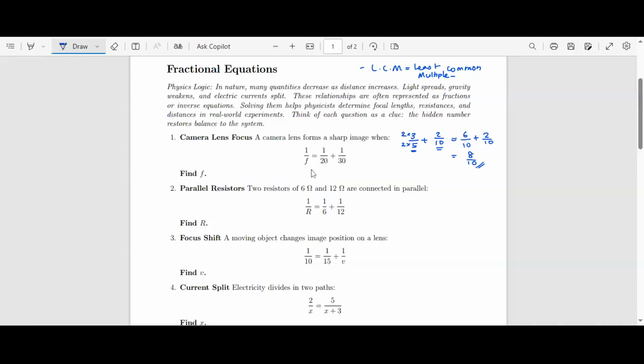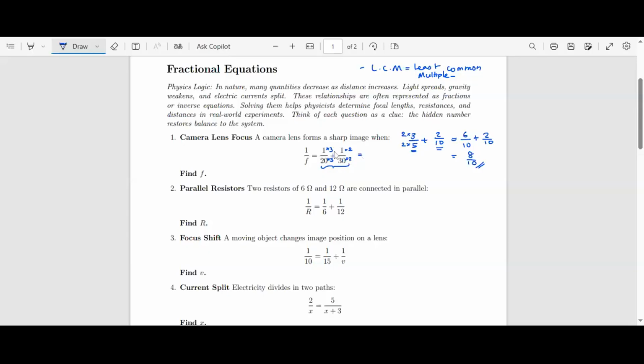Now let's get into this. We have an equation: 1 over f equals 1 over 20 plus 1 over 30. First step, you have to simplify these fractions, so you have to add this. As I told you, you need the LCM. You can easily guess this. If you multiply 30 by 2, you get 60, and if you multiply 20 by 3, again you get 60. Whatever you do to the denominator, do it for the numerator.